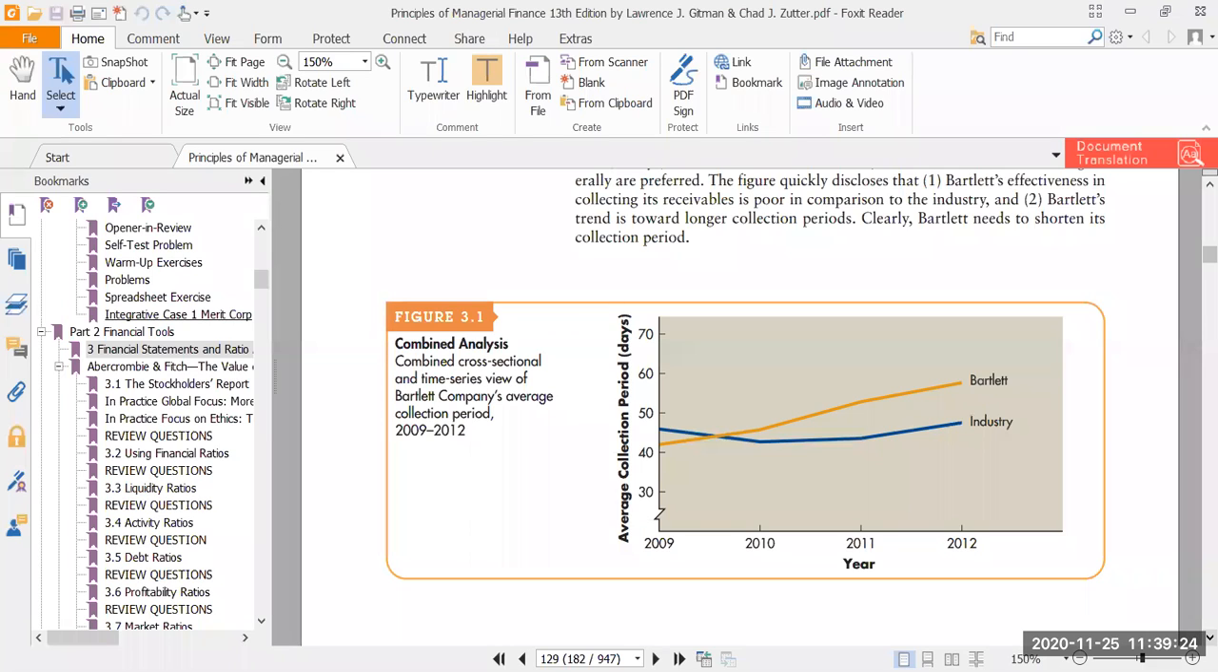If you can see, on the x-axis we have given the timeline, and on the y-axis there is the average collection period in days. So the average collection period of the Bartlett Company is a bit more. Before it was below the industry average, but now it is increasing and increasing and increasing. So you should understand that we are going ahead of the industry average, so we should monitor what the collection period should be.